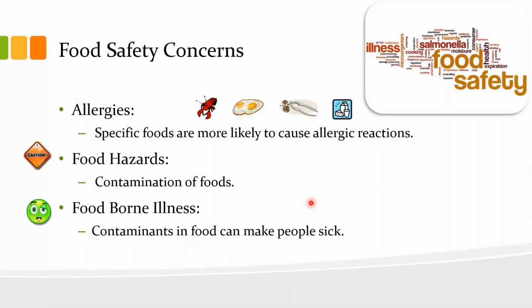What is the major food safety concern? One of the major food safety concerns is allergies. Some people have allergies against eggs, milk, seafood, etc. Specific foods are more likely to cause allergic reactions. Food hazards are different from allergies. Food hazards are contamination of food, so they are not present in the food itself, but allergens are present in the food itself. Foodborne illness: contamination in food can make people sick. So we have three categories of food safety concern.